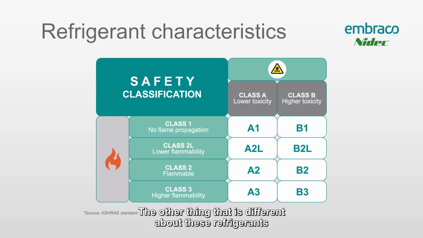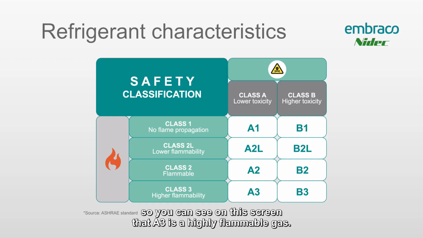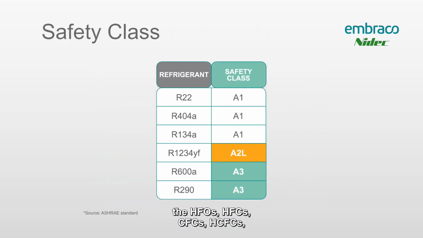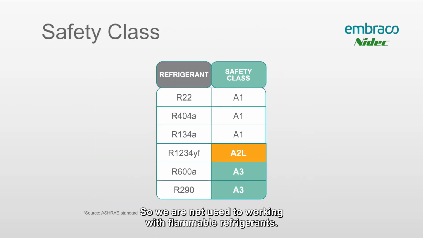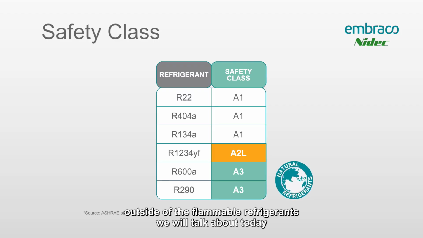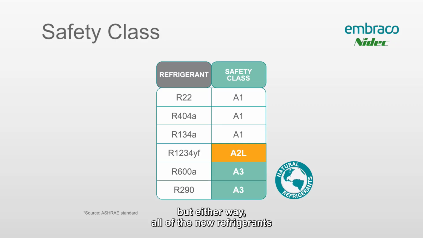The other thing that's different about these refrigerants is that they're A3. So you can see on the screen that A3 is a highly flammable gas. Most of the refrigerants that you're used to using, the HFOs, HFCs, CFCs, HCFCs, all of these are A1 gases. So we're not used to working with flammable refrigerants. Some of the new gases outside of the flammable refrigerants we'll talk about today fit into the A2 class. But either way, all the new refrigerants fit into a class of flammable refrigerant.